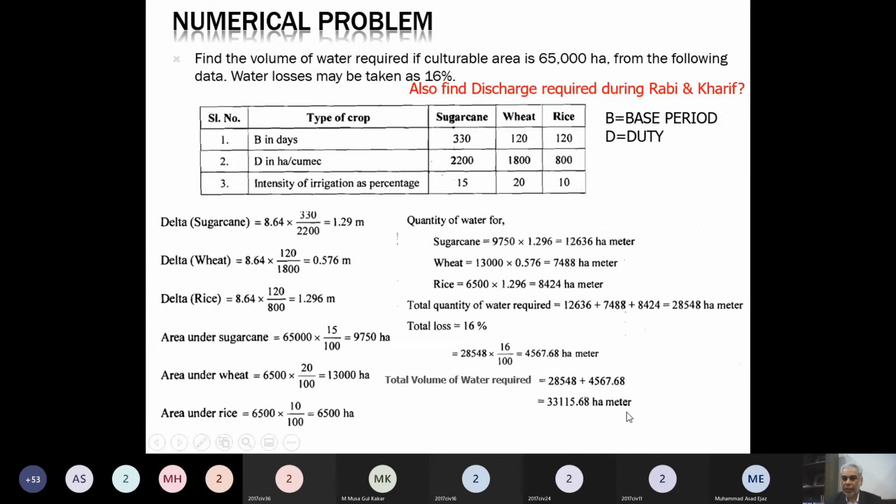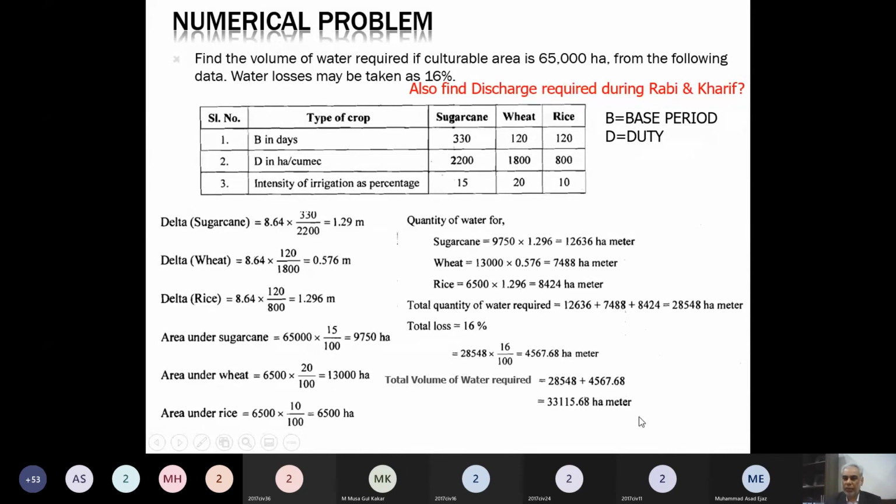In addition to that, the part which is not done over here is to find the discharge required during Rabi. If somebody wants to find the water required during Rabi, see which crops are there in the Rabi. So add the water of the wheat, and sugarcane, because sugarcane is a whole year crop. So in Rabi also it will be present. So calculate the water required for the sugarcane during the Rabi months.